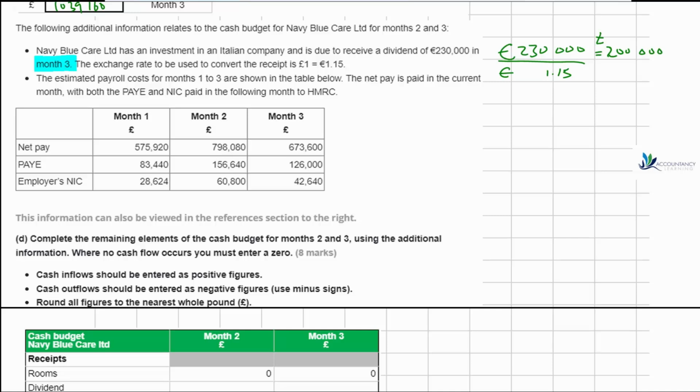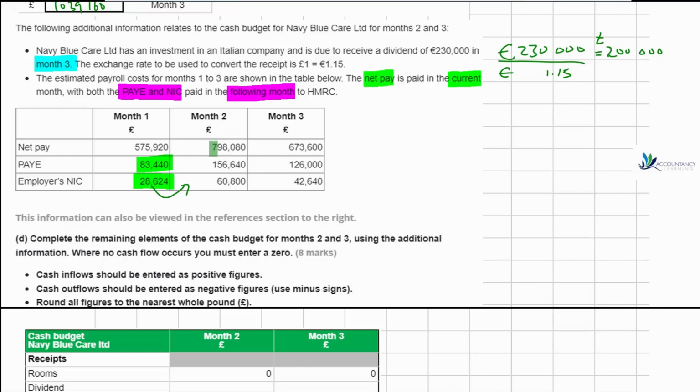We're also told the estimated payroll costs for months 1 to 3 are shown in the table below. So that tells us that the net pay is paid in the current month, and both the PAYE and national insurance paid in the following month. So again, we need to make sure that we put all the cash flows into the right months. So month 1 PAYE will be paid in month 1, whereas the income tax and national insurance, they'll both be paid in the following month.